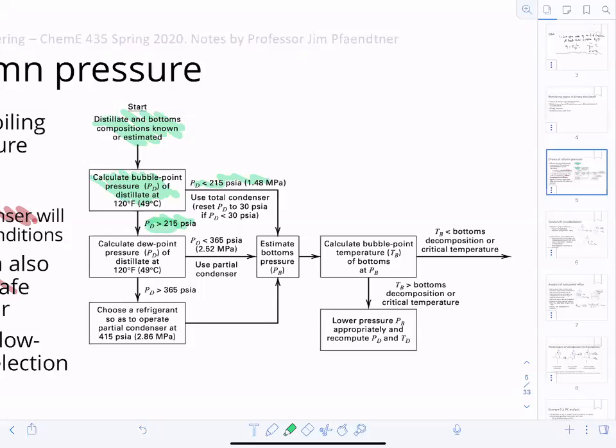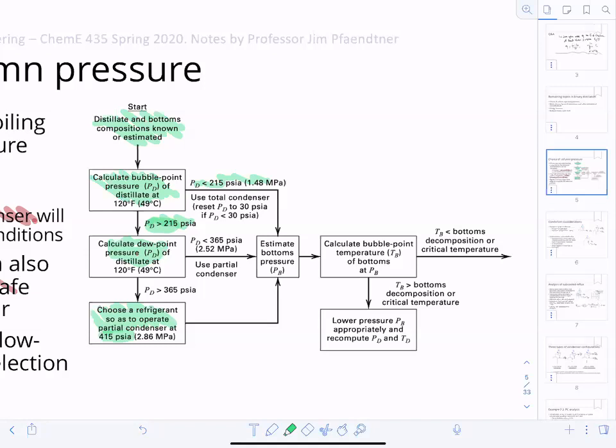Then there's another decision looking at the dew point pressure. So what's happening if you have a saturated vapor? And then again, asking questions about which pressure regime you're in. Let's say that we had a very light boiling mixture and the dew point pressure was extremely high. What you're gonna do then is have to figure out a refrigerant. You're not gonna do this with chilled water. It's gonna be a compressed refrigerant and an operating pressure that we don't typically exceed. This is huge. So your column would then vent a gas, partial condenser, and then you'd have this operating pressure in your condenser of 415 PSIA.